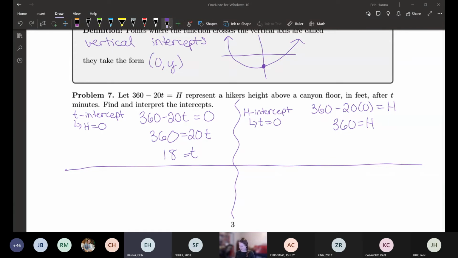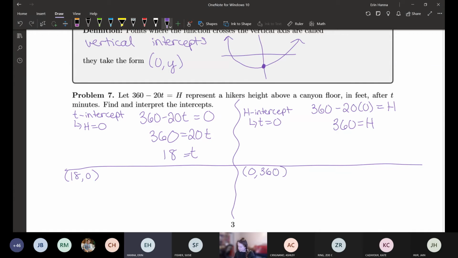So we have our t-intercept is 18. It should be gone now, but let me know if it's still there. And our h-intercept is 360. If we want to interpret these, the one thing you have to be careful of is that these are two completely separate things, okay? A lot of times I see people combining them together into one point, so they'll have it as a point 18, 360, and that's not a thing. They're two completely separate entities. So the t-intercept would be (18, 0), and the h-intercept would be (0, 360).